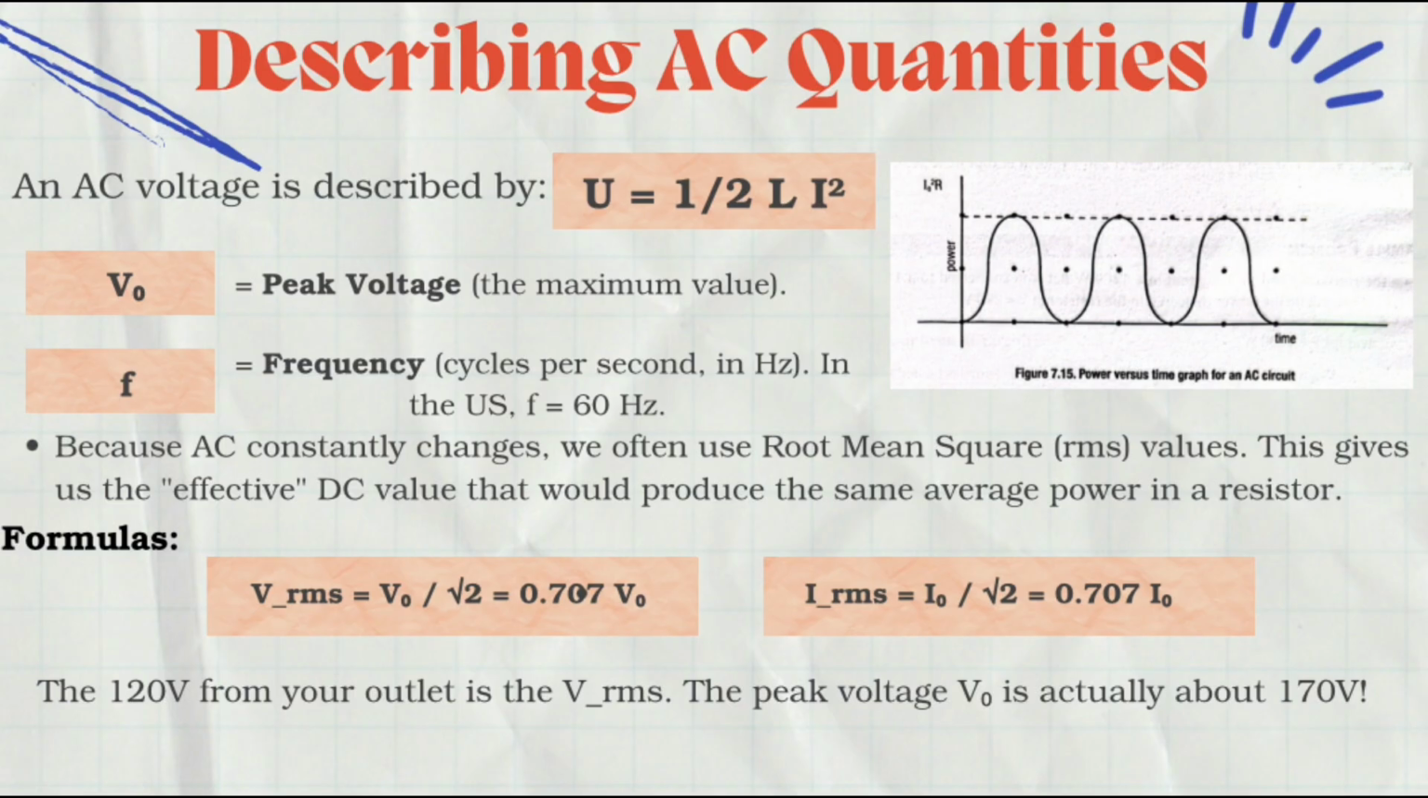Why? Because we use the root mean square value, or the RMS. The RMS voltage equals V naught divided by root 2, about 0.707 times the peak. This is the effective value, the equivalent DC voltage that will deliver the same power. That's why your appliances are rated at 220 volts and not 311 volts.